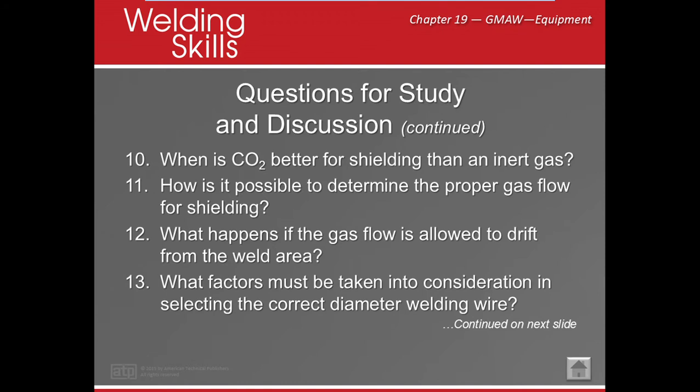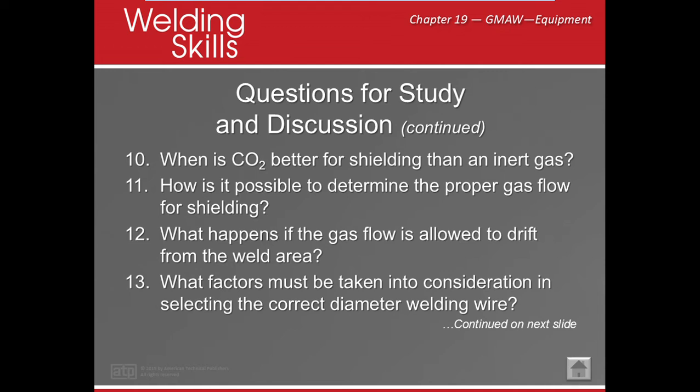All right, so when is CO2 better then? Well, CO2 is considered an inert gas at normal temperatures, but when it gets to high temperatures, the CO2 dissociates into carbon monoxide and oxygen. I know, science here. Okay, because of the oxidizing characteristics of CO2, the welding wire used with CO2 must contain deoxidizing elements, okay? The deoxidizing elements combine with the oxygen and prevent it from causing porosity and other problems in the weld. I hope you got that.